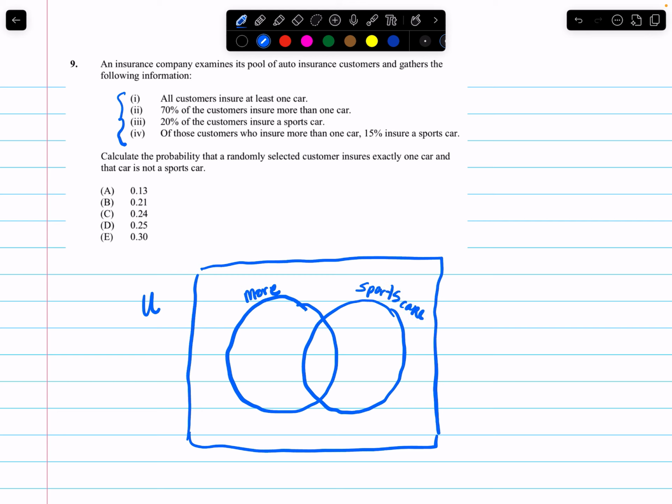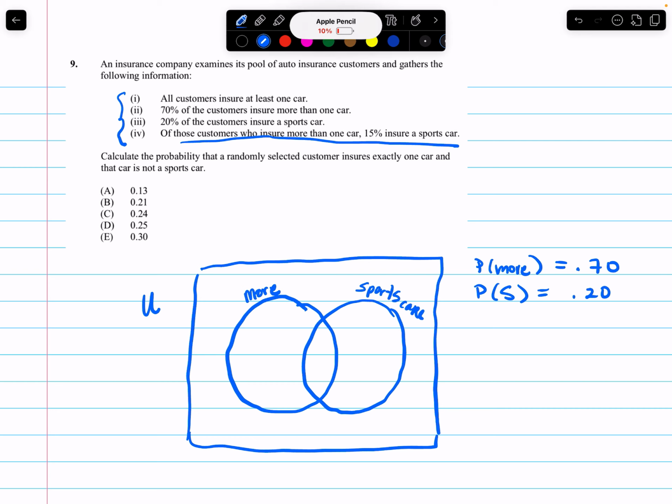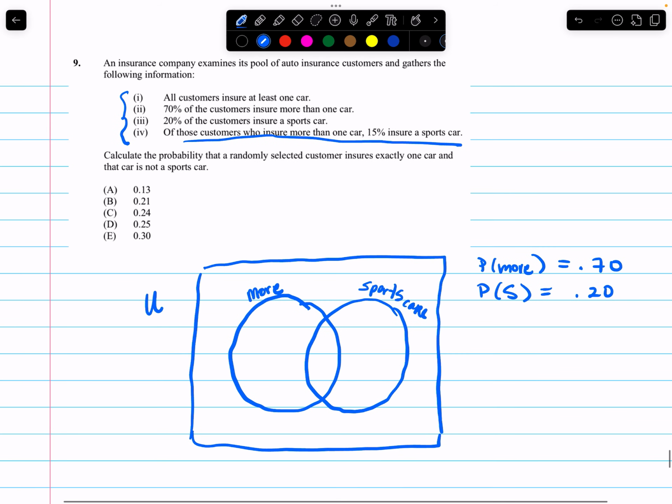All right, so I know the circle that is more than one car needs to sum to 70%, and the sports car needs to sum to 20%. Now this next piece of information is going to help us unravel. Of those who insure more than one car, so in the more circle, 15% insure a sports car. So 15% of the 70% goes into that intersection.